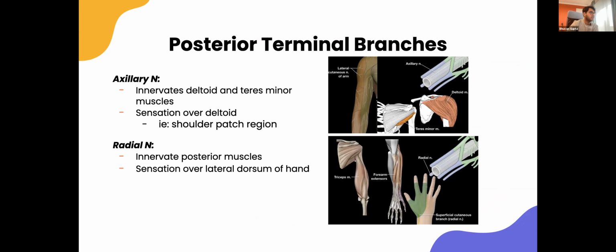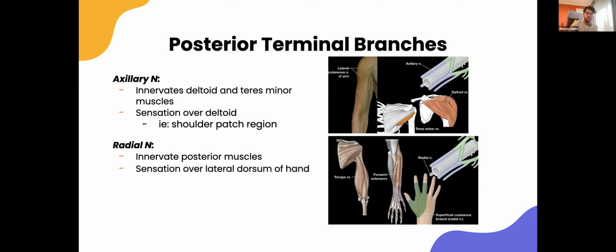Okay, so let's have a look at each of these. Looking first at the posterior stuff, we've got the axillary nerve. An important buzzword is the shoulder patch region for sensory innervation, and muscles of note are the deltoid and teres minor. The radial nerve, again posterior, is going to innervate the posterior muscles, and it's also going to give us sensation of the lateral dorsum of the hand. So that's the back of the hand.